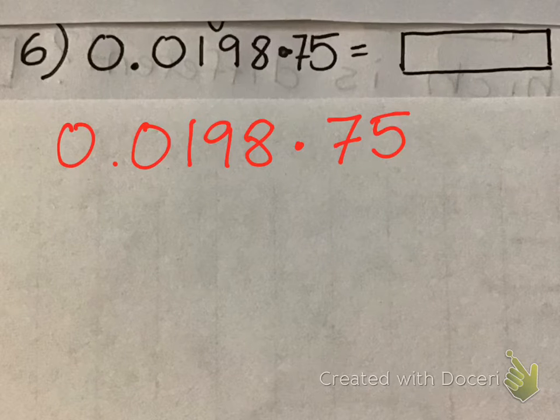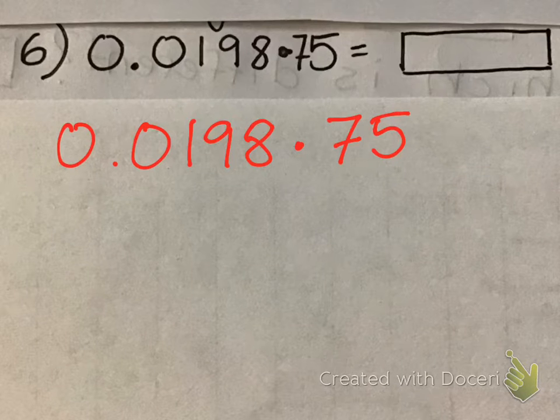Less than 75. When we multiply 75 by 1, we get 75. When we multiply 75 by a number bigger than 1, we get a number bigger than 75. For example, 75 times 2 is 150, bigger. So when we multiply something by a number less than 1, it's going to result in a smaller number.